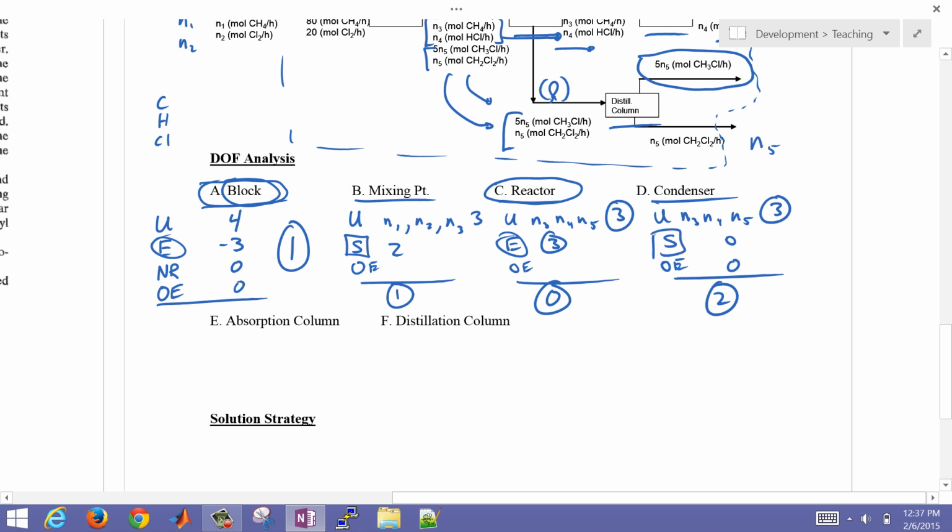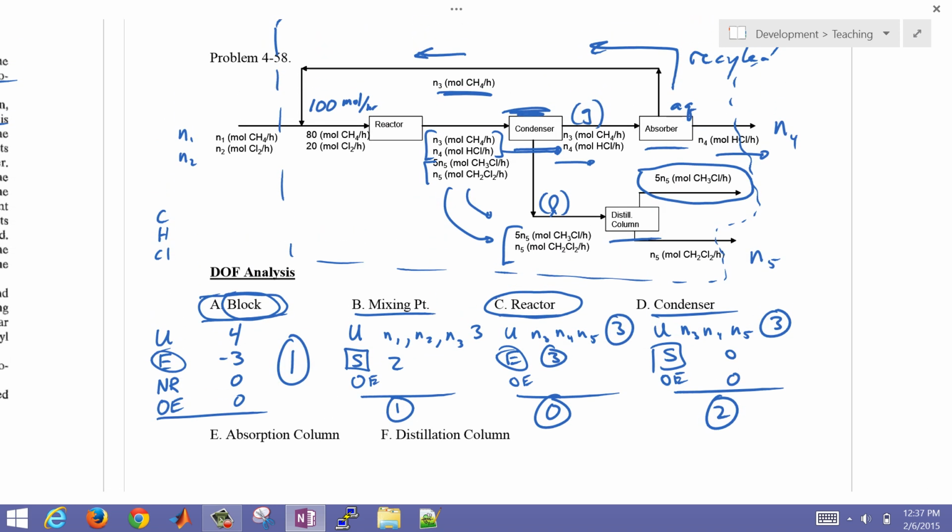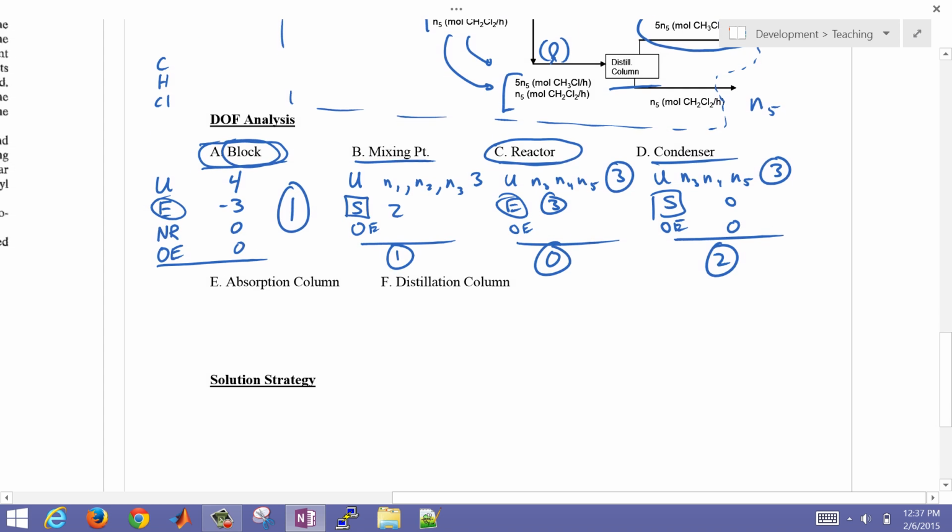So let's just look at the absorption column now. So here's our absorber. It goes to the aqueous solution, and the HCl basically gets absorbed out and put into a liquid stream that is processed elsewhere in the plant. So in this case, we have unknowns. We're going to have N3 and N4.